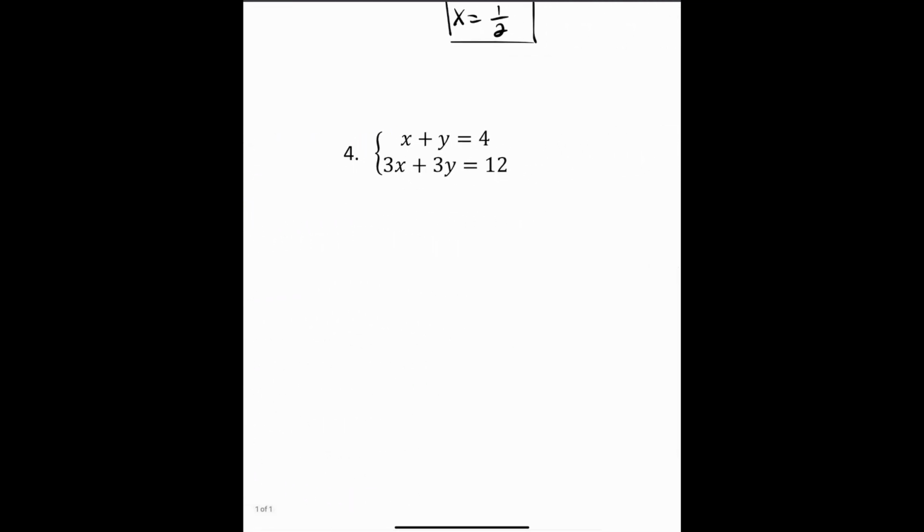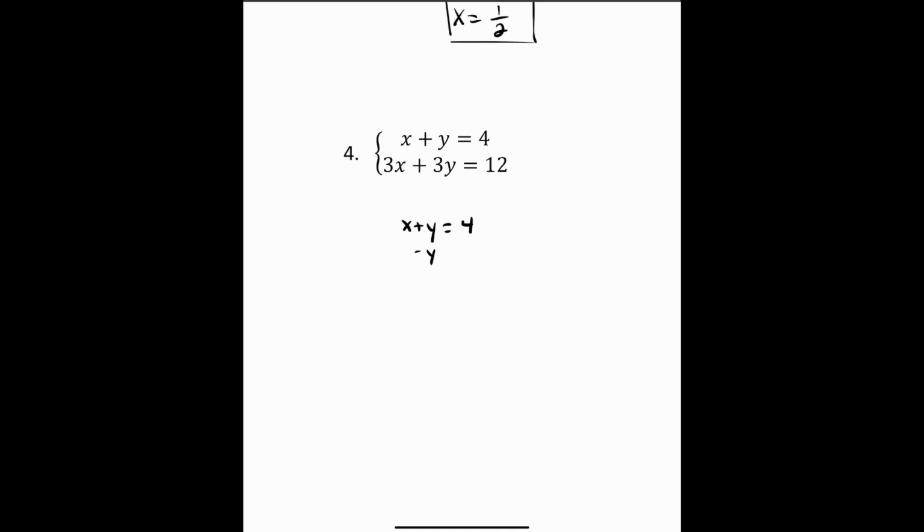And then lastly, we have x plus y equals 4 and 3x plus 3y equals 12. So let's choose one of the equations, solve for x or y, and then we're going to proceed from there. So I'm going to work with the simplest equation that I can see here, that first equation, x plus y equals 4. And I'm just going to solve for x. We've solved for y for the previous problems. Let's change it up a little bit and solve for x this time.